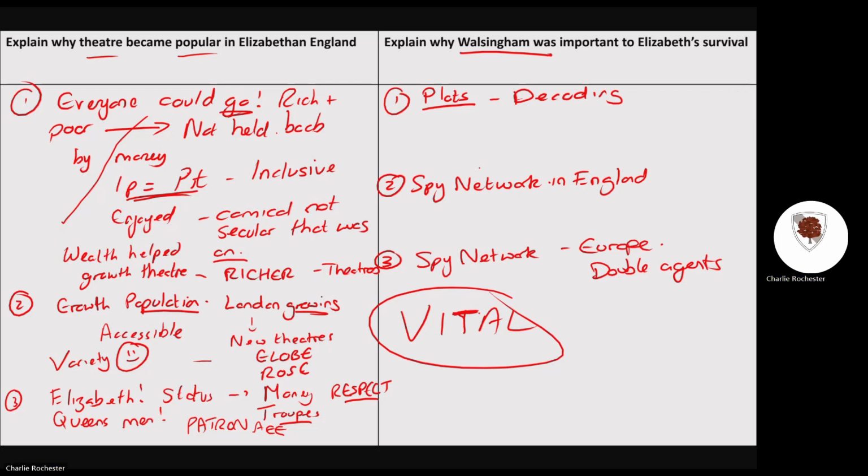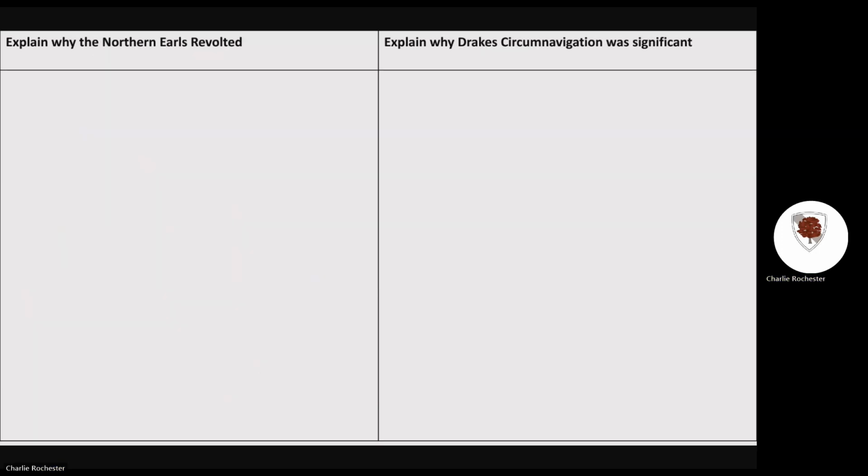Right, the last few, then that's the first part to this video, and then I'll go back to the first slide just to show you how much that covers. Now, this would be a really, I want to say, revolting question, no pun intended. But why did the Northern Earls revolt? Why did they go against Elizabeth? So, keeping it really simple here.